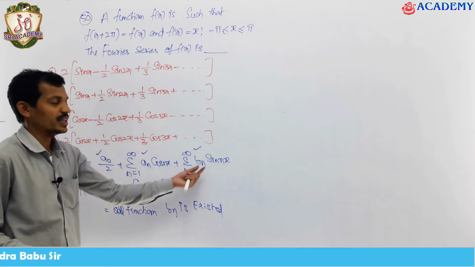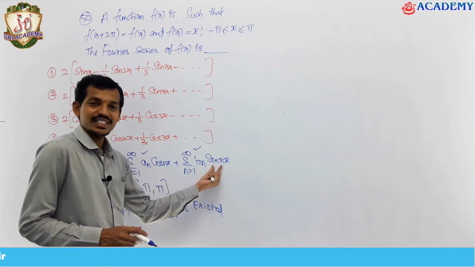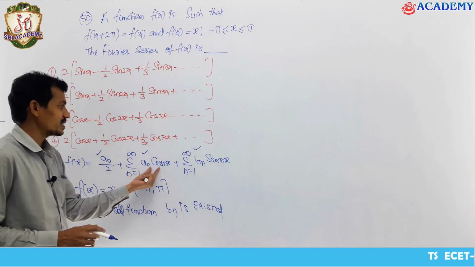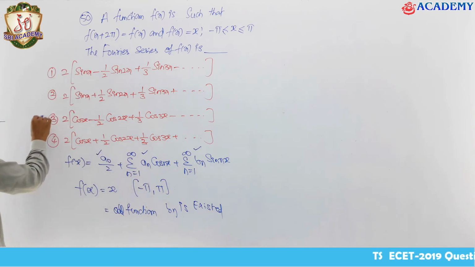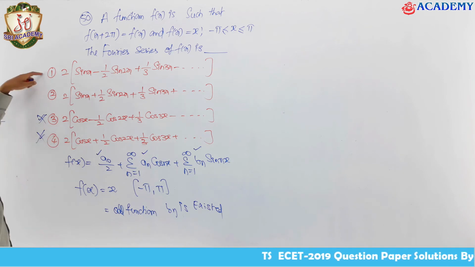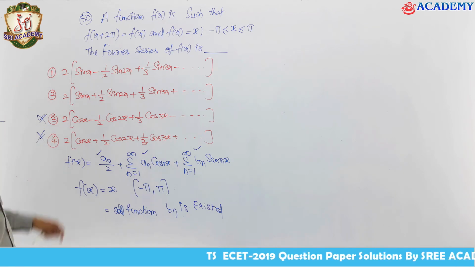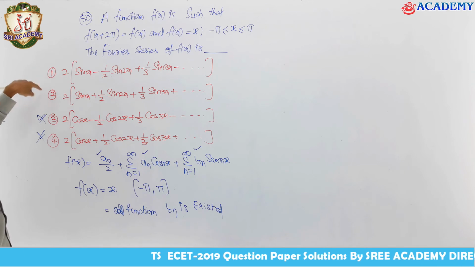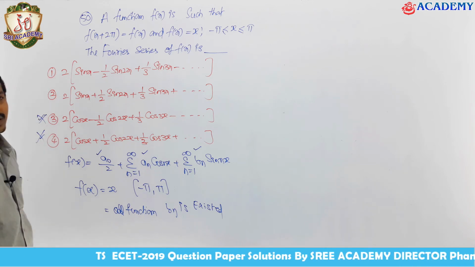That's why if you find bn, it's over. That means only sine series you are going to get, you won't get cos series. In the options here, third and fourth having cos series, that's why these are not going to be our options. Only 1 and 2 is going to be maybe correct answer. You have to choose indirectly 1 or 2, right? In between you are going to get an answer.